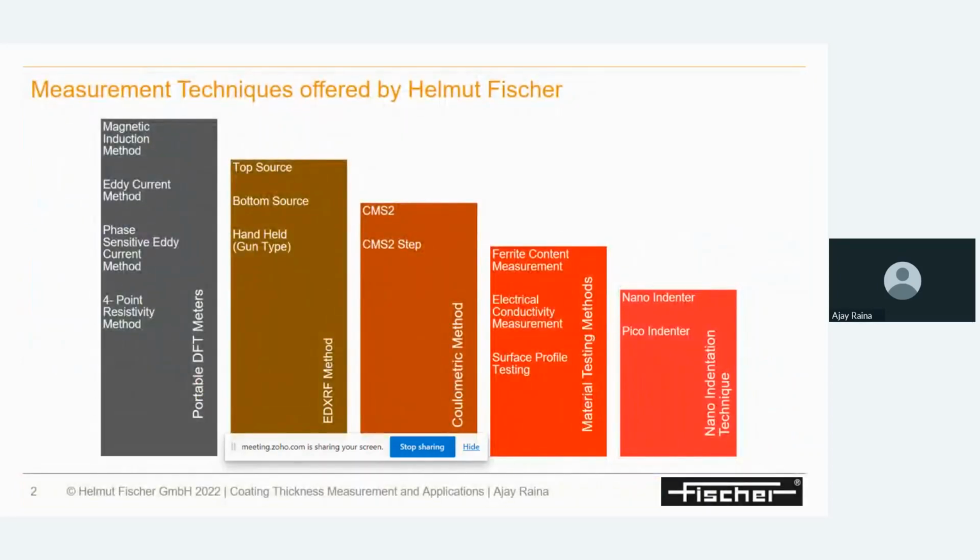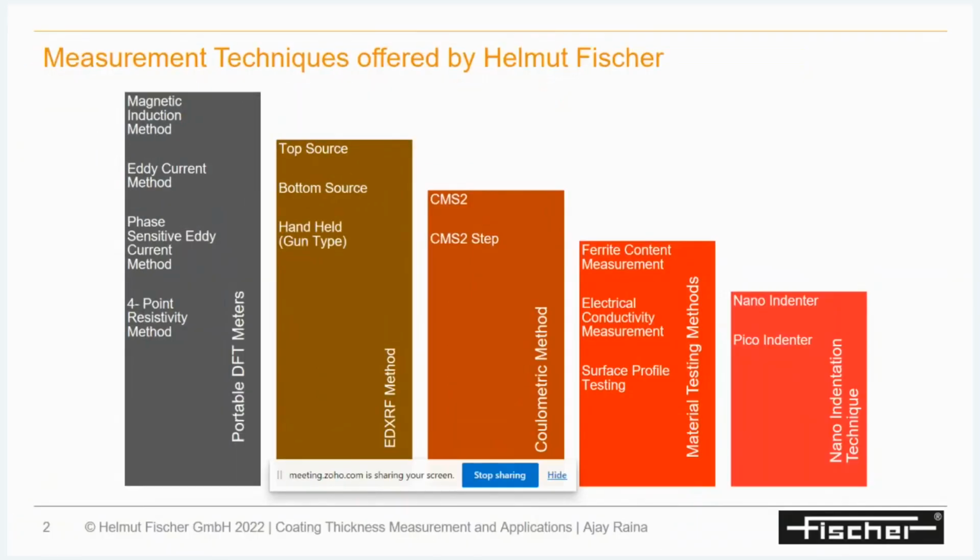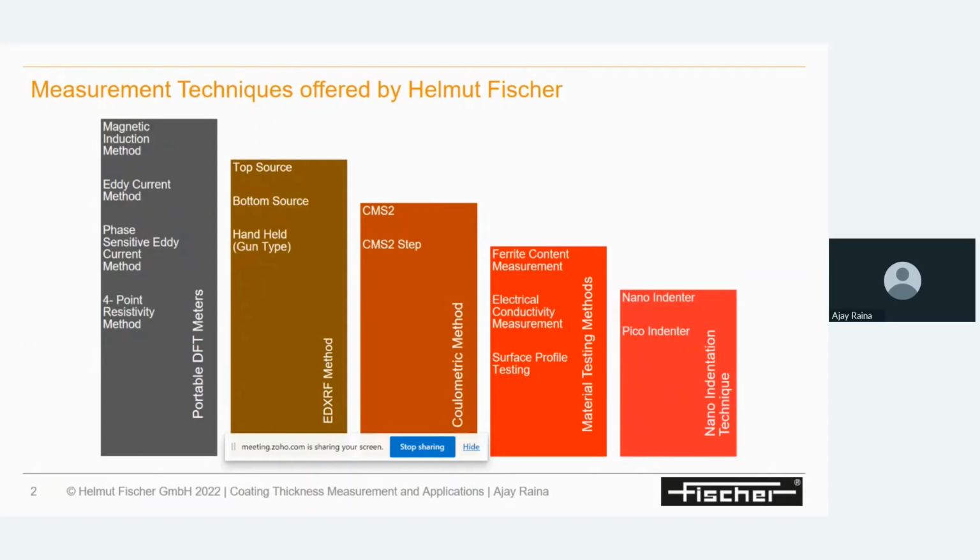As you know, most of you are our customers as well. Fisher is mainly involved in coating thickness instruments, and we have different ranges of instruments based on portable DFT instruments, ED-XRF, colorimetric materials testing methods, and nanoindentation systems. In portable DFT instruments, we have the magnetic induction method. The magnetic induction method is for checking non-magnetic coatings on a ferrous base, so you can use it for checking the coating thickness.